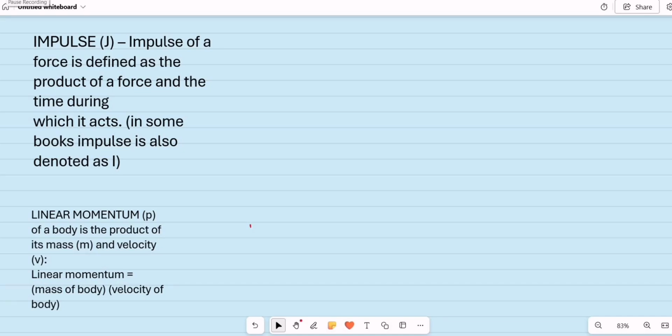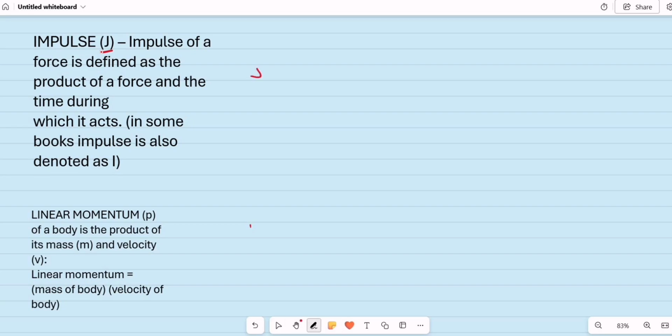Good afternoon. So we proceed to our new topic for the finals. So this is the impulse and momentum. Okay, so for the impulse, denoted by J. By definition, the impulse of a force is defined as the product of a force and the time during which it acts. In some references or in some books, impulse is also denoted as I.